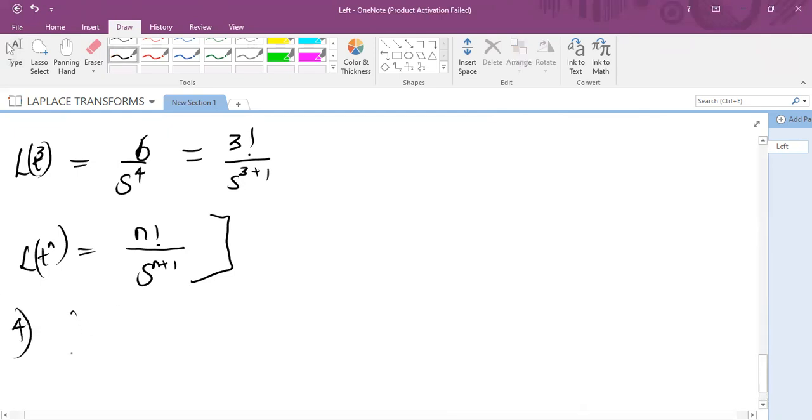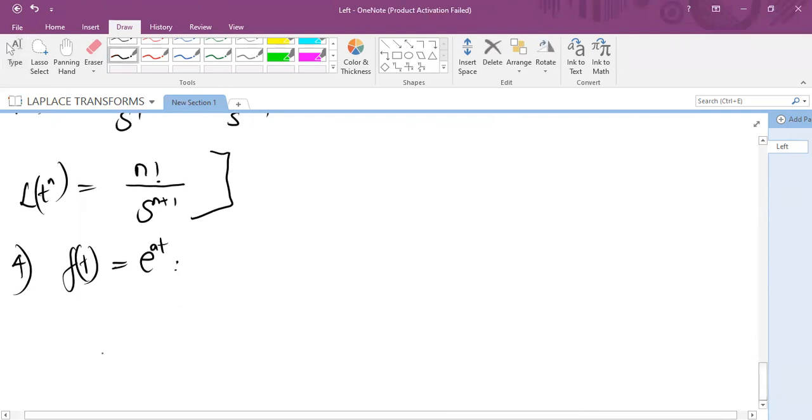Let's look at how to get the Laplace transform. Number 4, our f(t) is equal to e^(at). How do we get the Laplace transform of that? Okay, fine. For that, we have the integral from 0 to infinity of e^(-st) e^(at) dt. Since they're both written in terms of exponential, I'm going to put them together.